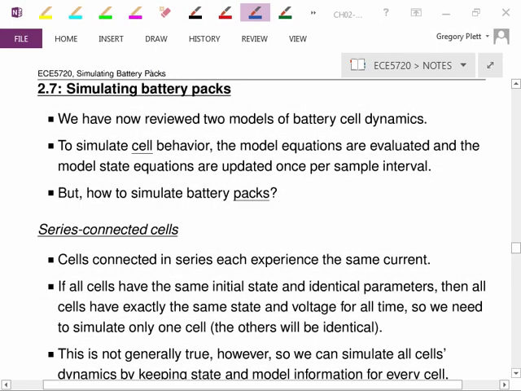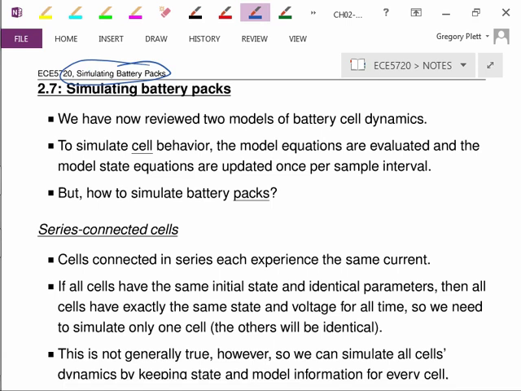We come to the final topic in this chapter of simulation, and really the culminating topic, as you can see from the chapter title, Simulating Battery Packs, is really what we've been building up to all along. We've reviewed two different models of battery cell dynamics, one of them, of course, the equivalent circuit model, and the other the physics-based model. And we can use either one of those to simulate cells.